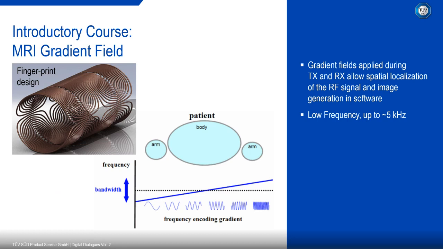So normally the gradient coil consists of 3 coils for 3 directions. The gradient field is applied during RF transmission and RF received time interval. So the processing unit software can analyze the signal to determine the spatial localization of the signal and generate the image.